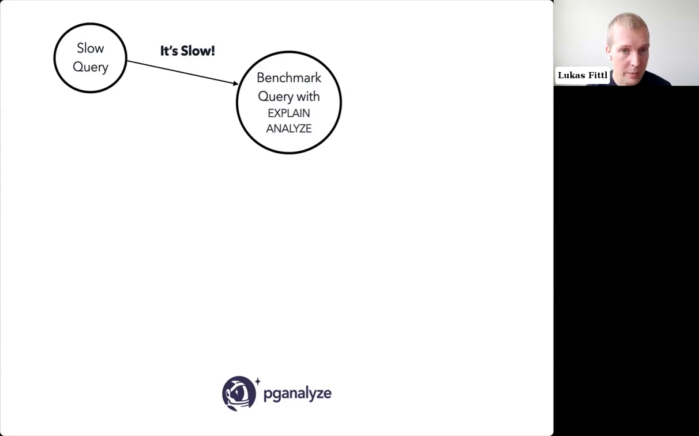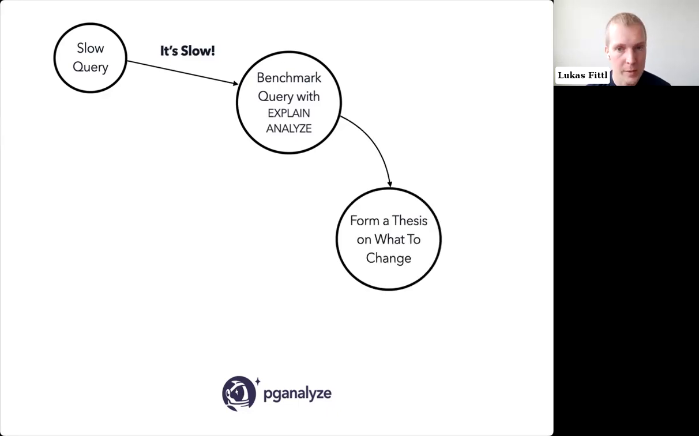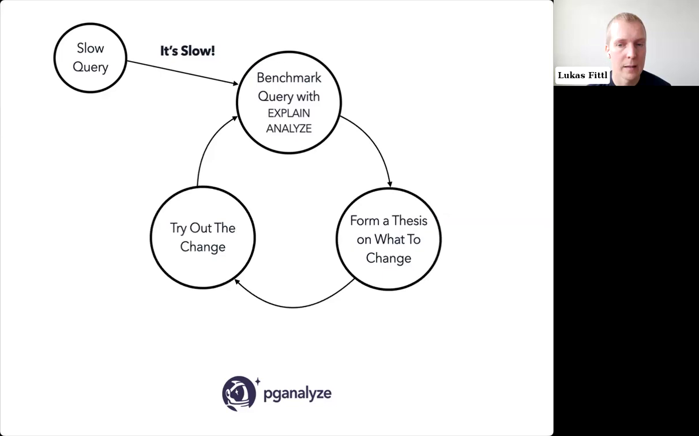So you have a slow query, right? The slow query is slow. What the standard process would be, if you're benchmarking slow queries and improving them, is you do an EXPLAIN ANALYZE. EXPLAIN ANALYZE in Postgres is really your core tool to do query benchmarking. Based on the results of the EXPLAIN ANALYZE, you could form a thesis on what to change, and then you try out the change. A change can be rewriting the query. A change can be turning off some settings. We'll talk more about that a bit later.